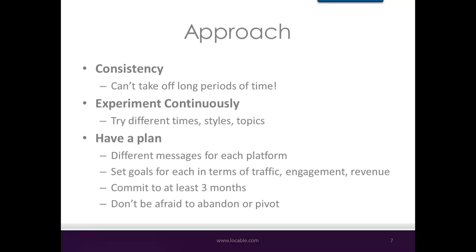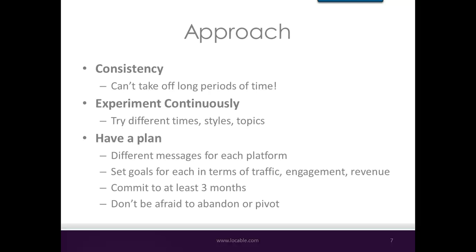So the outcome here is that you've got to experiment, you've got to try different things, and lastly, you've got to have a plan. You should have different messages for each platform. We'll talk about a couple possibilities there in a few minutes. You want to set goals for each and think in terms of traffic, engagement, and revenue. Notice I did not say fans or followers. That will come organically if you're producing really great, educational, entertaining, valuable content. People will follow you. But that's not what you're in business for. You're in business to drive people to your site or to engage them in new and interesting ways and, of course, to make money. So your goals should be set accordingly.